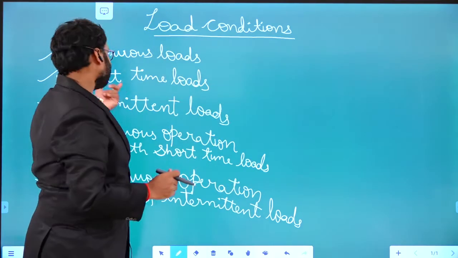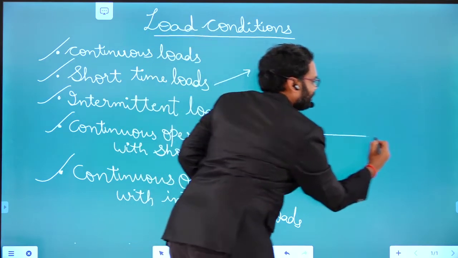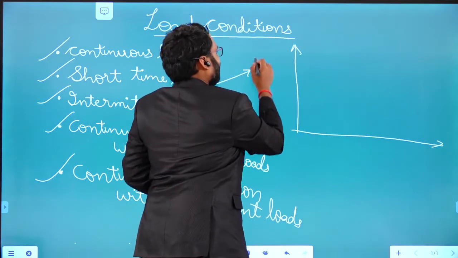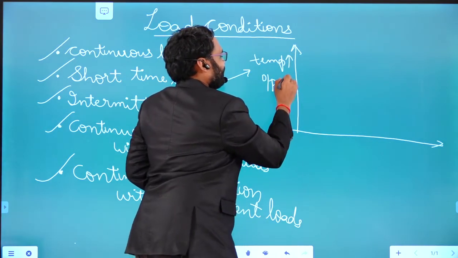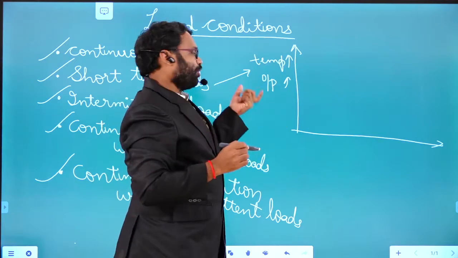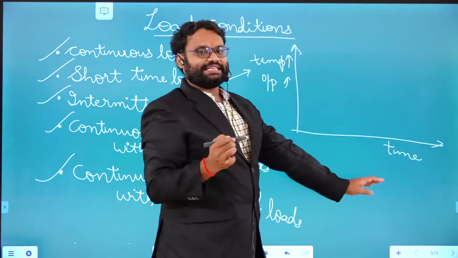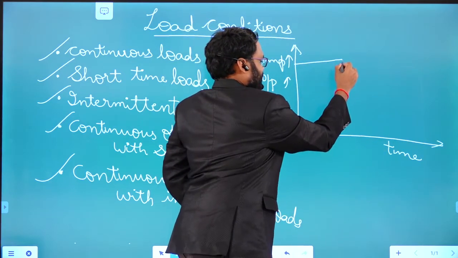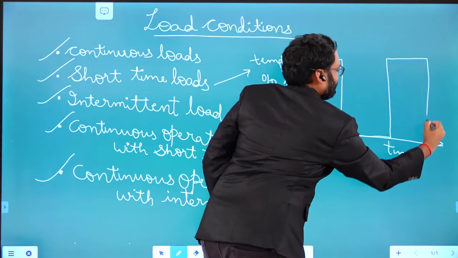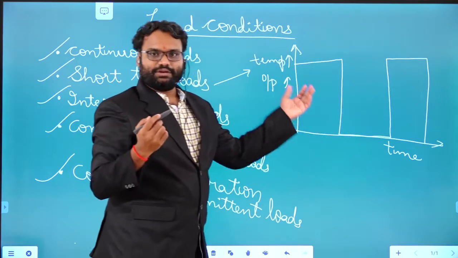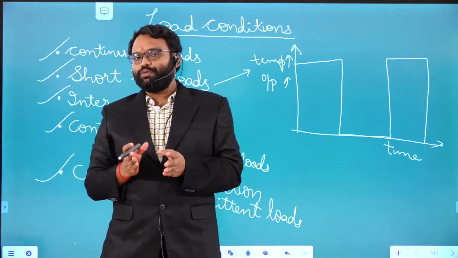Right. So the next kind of load is short term loads. In short term loads, what will happen if you plot temperature and output, that is load torque, with respect to time? I am taking temperature and output, that is the load torque, on the y-axis, with time on the x-axis. Suppose this is the output, or the load torque.